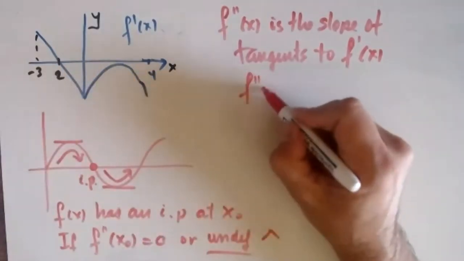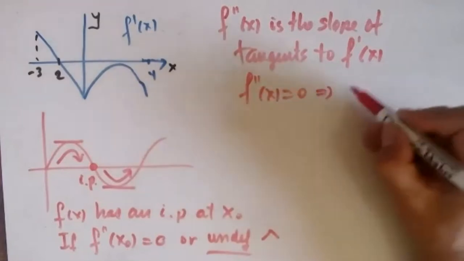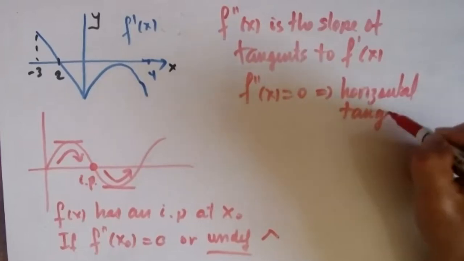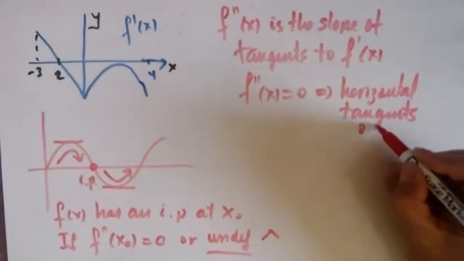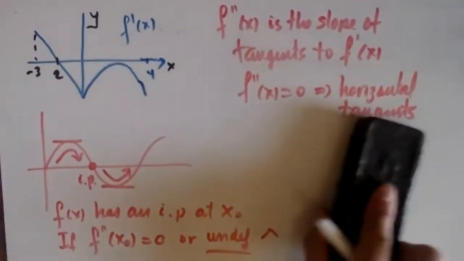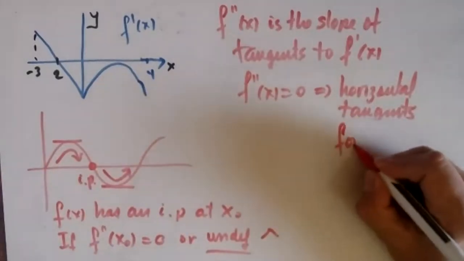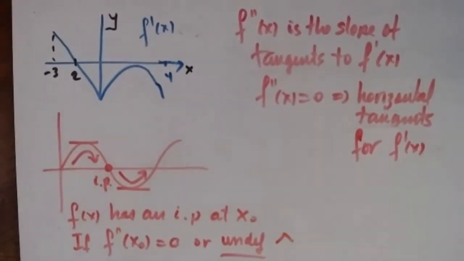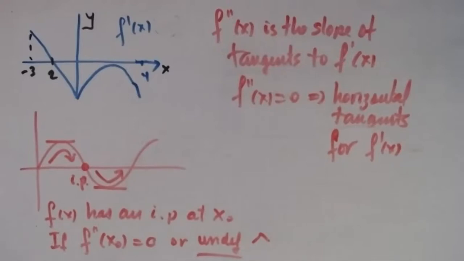So f prime of x equals 0 is horizontal tangents of f prime of x, correct? Let me just put this better. For f prime of x. Okay, if you watch this graph or the graph on the paper, where do you have horizontal tangents for this one? Peak? No, in the peak, you have no tangent. Well, like close to the peak.